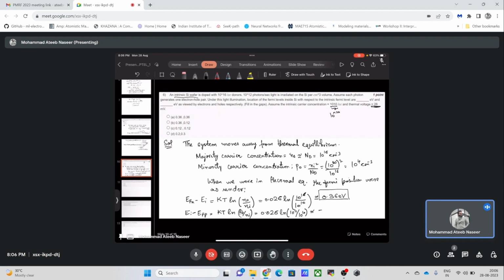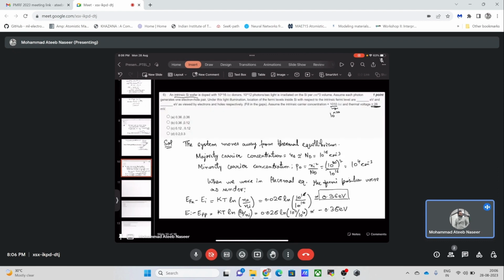I would say the magnitude would be the same, but the value will be different. So the value will be opposite in sign, so it is minus 0.036. So the Fermi level is 0.36 above the intrinsic energy level. So this is simple.